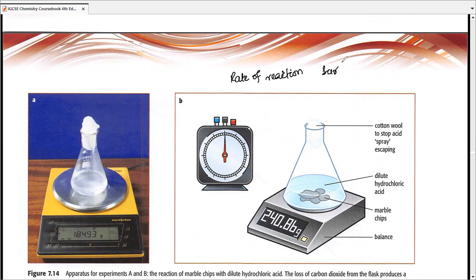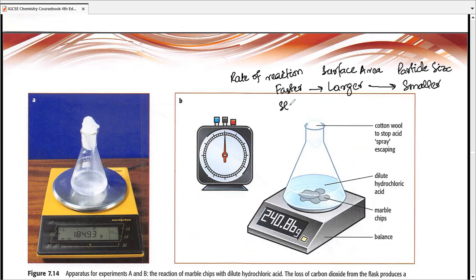and surface area and particle size, how do they actually relate to one another? So the rate of reaction is faster if the surface area is larger, if the particle size is smaller. That's how they relate with one another, right? And the rate of reaction would be slower when the surface area is smaller and the particle size is larger.